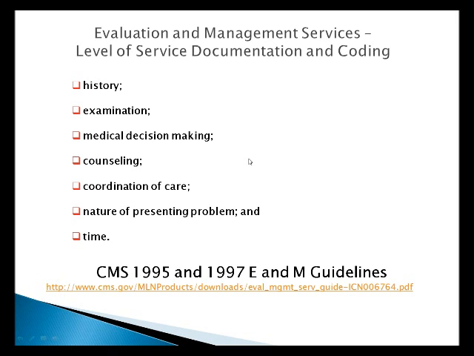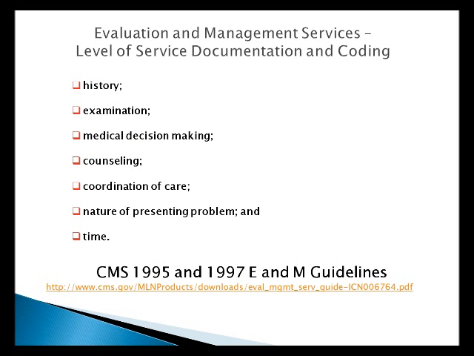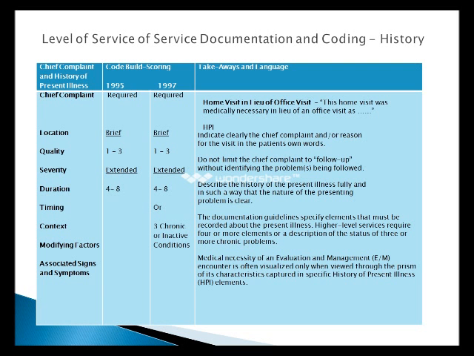There are 2 sets of guidelines. They cannot both be used on the same patient, but they can be used on different patients. The 1997 evaluation and management guidelines are generally those used more in practice than the 1995 guidelines. Again, there are the 3 areas: the history, examination, and medical decision making. For time, we're going to go quickly through these and make some highlights.